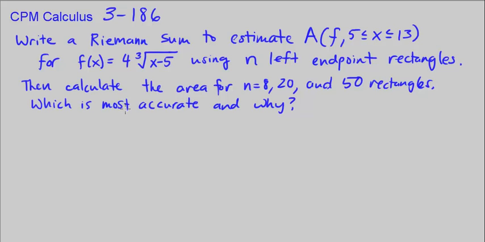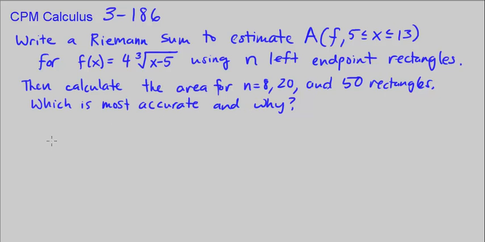This is CPM Calculus, Chapter 3, number 186. Write a Riemann sum to estimate the area between our curve f and the x-axis between 5 and 13, for f of x defined to be 4 times the cube root of x minus 5, using n left endpoint rectangles. Then calculate the area for n equal to 8, 20, and 50 rectangles. Which is most accurate and why?